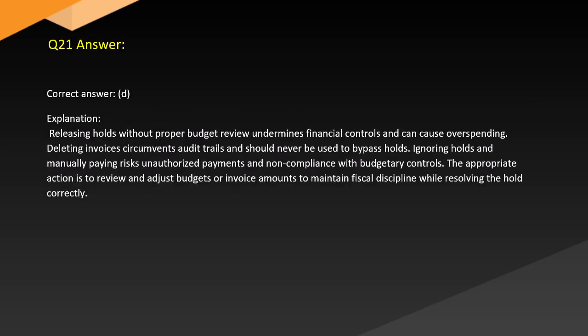Answer. Correct answer. D. Explanation. Releasing holds without proper budget review undermines financial controls and can cause overspending. Deleting invoices circumvents audit trails and should never be used to bypass holds. Ignoring holds and manually paying risks unauthorized payments and non-compliance with budgetary controls. The appropriate action is to review and adjust budgets or invoice amounts to maintain fiscal discipline while resolving the hold correctly.